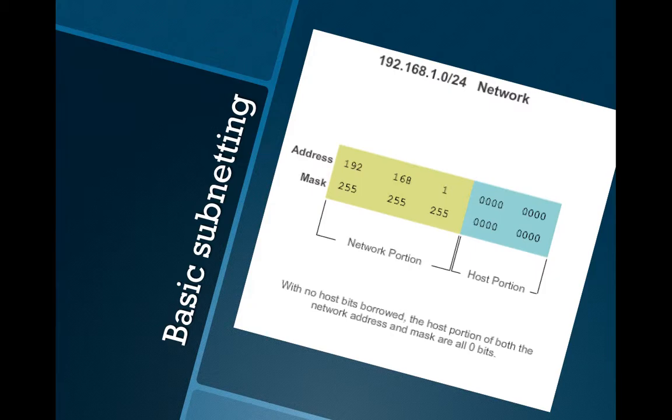However, with each bit borrowed, fewer addresses are available per subnet. Bits can only be borrowed from the host portion of the address. The network portion of the addresses is allocated by the service provider and cannot be changed.